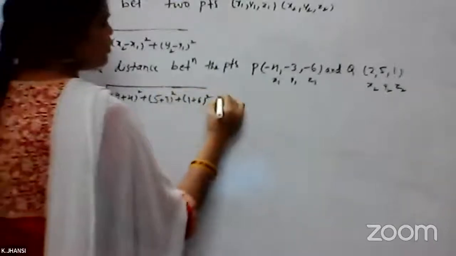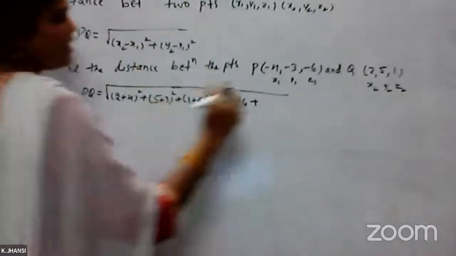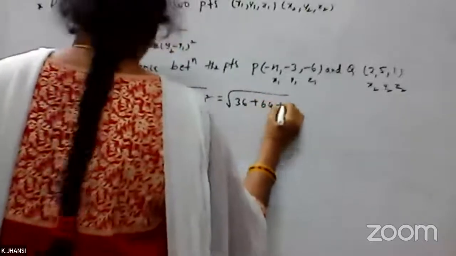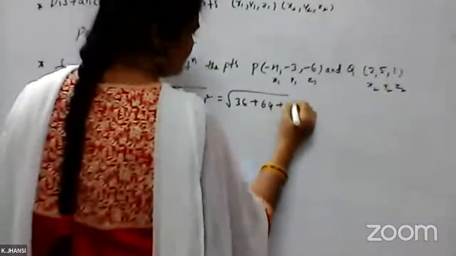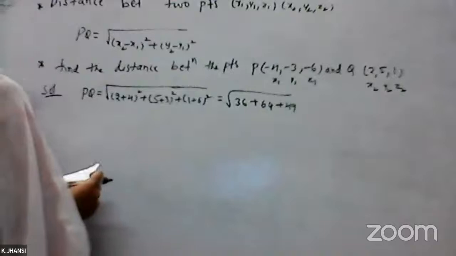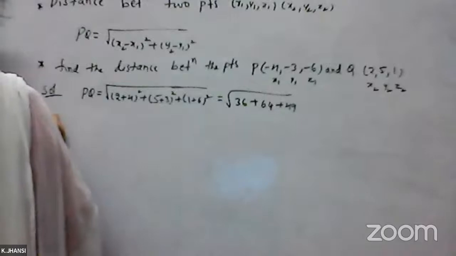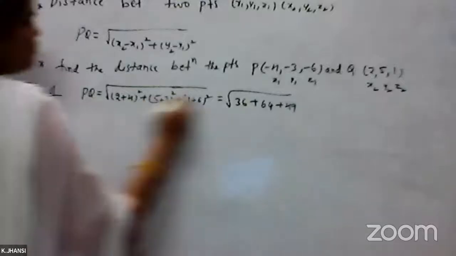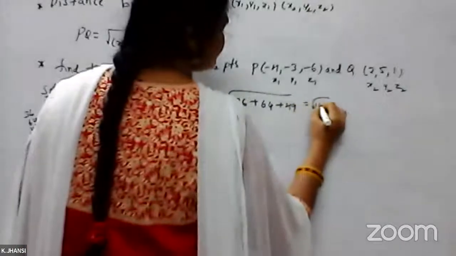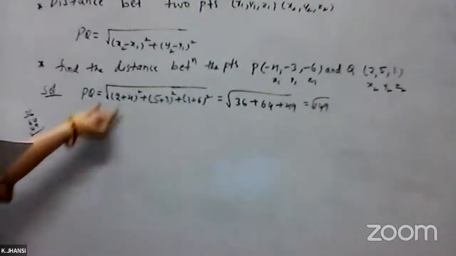When you simplify this, 2 plus 4 is 6, and 6 square is 36. Next 5 plus 3 is 8, and 8 square is 64. Plus here 6 plus 1 is 7, and 7 square is 49. When you add that, you are getting 149. So you can keep it like that. It is the distance between the 2 points P and Q.